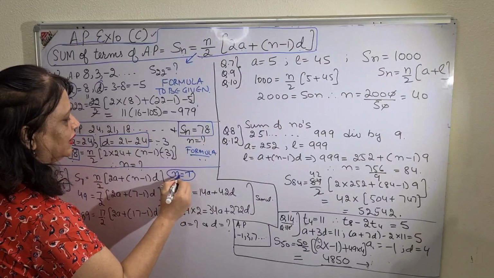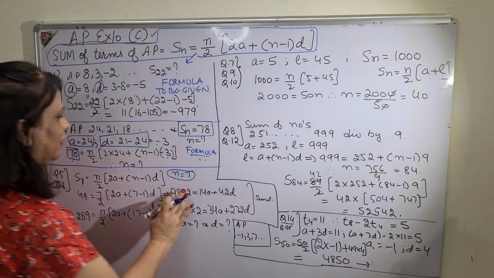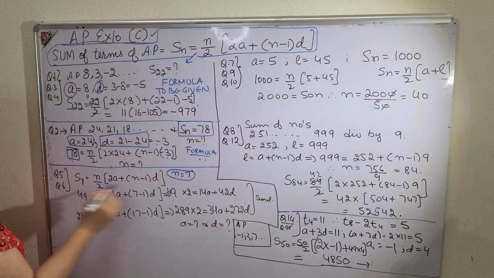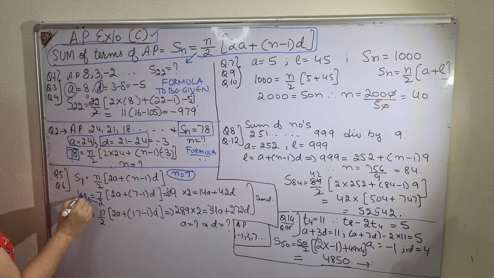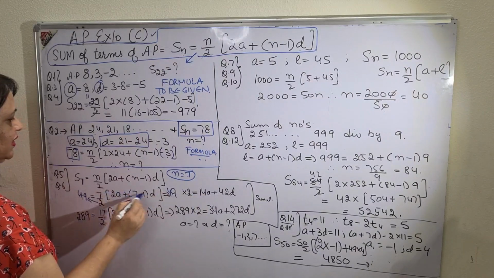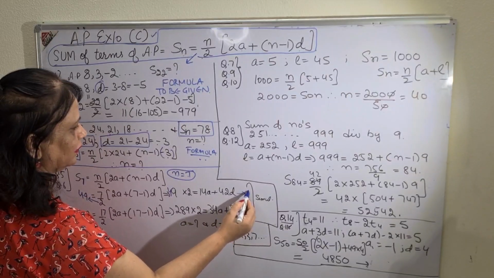7 terms means n is equal to 7, so S7 is equal to n by 2, 7 by 2, into 2a plus n minus 1 into d, and that is equal to 49. You take 2 to the other side, cross multiply, 49 into 2. 7 2s are 14a and 6d, 7 6s are 42d. This is my first equation.